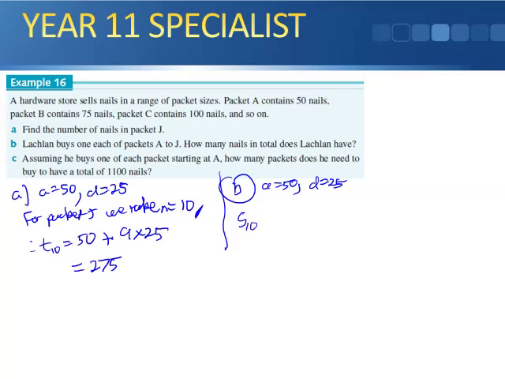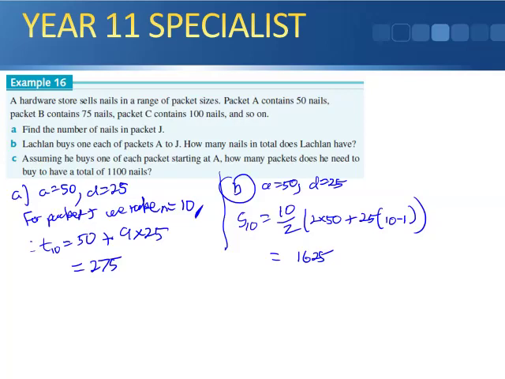So we'll use the other one, S of 10 equals 10 divided by 2, 2 times A plus D, n minus 1. So I write the formula with everything in there. When I work all this out, I'm going to get 1625. And you should write, total from A to J is 1625 nails.